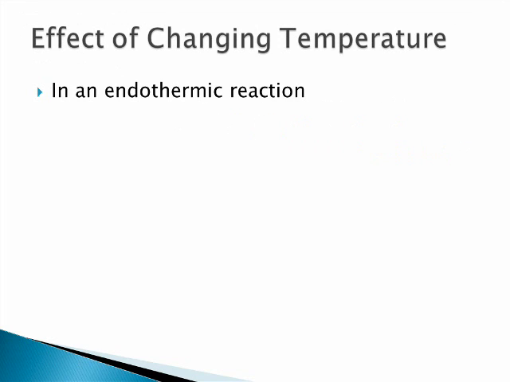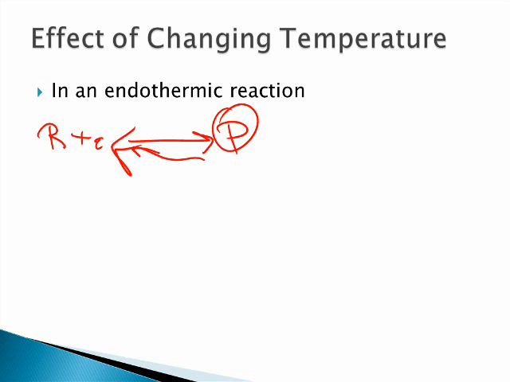So what if we change temperature? Now let's look at an endothermic reaction. So remember, in an endothermic reaction, we have reactant plus energy. We have to put energy into the reactant side to get the product. So if we increase the energy, it's just like increasing a reactant. It's going to shift to the product side. We're going to get more product. The same thing is if in an endothermic reaction we remove some of that energy, it's just like removing a reactant, and the shift is going to be to the left side.